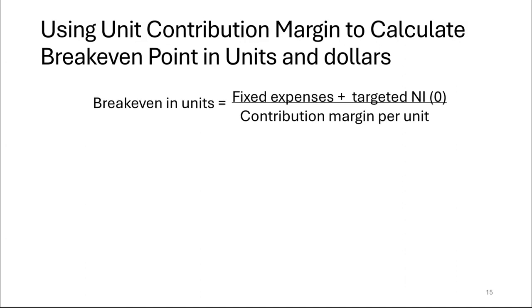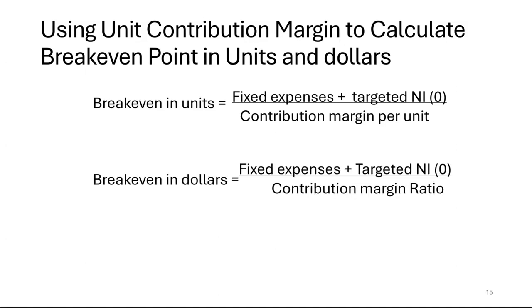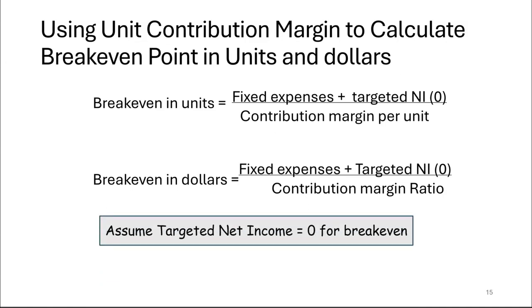So, break-even in units is going to be the fixed expenses plus, if you had a targeted net income, you would add it to this formula to tell you what you need in units to achieve a certain net income. But in this case, we're assuming it's zero, and you're going to divide by the contribution margin per unit. That's going to give you break-even in units. Now, if you want break-even in dollars, it's going to be your fixed expenses divided by your contribution margin ratio. Assume targeted net income is zero when you're doing break-even.